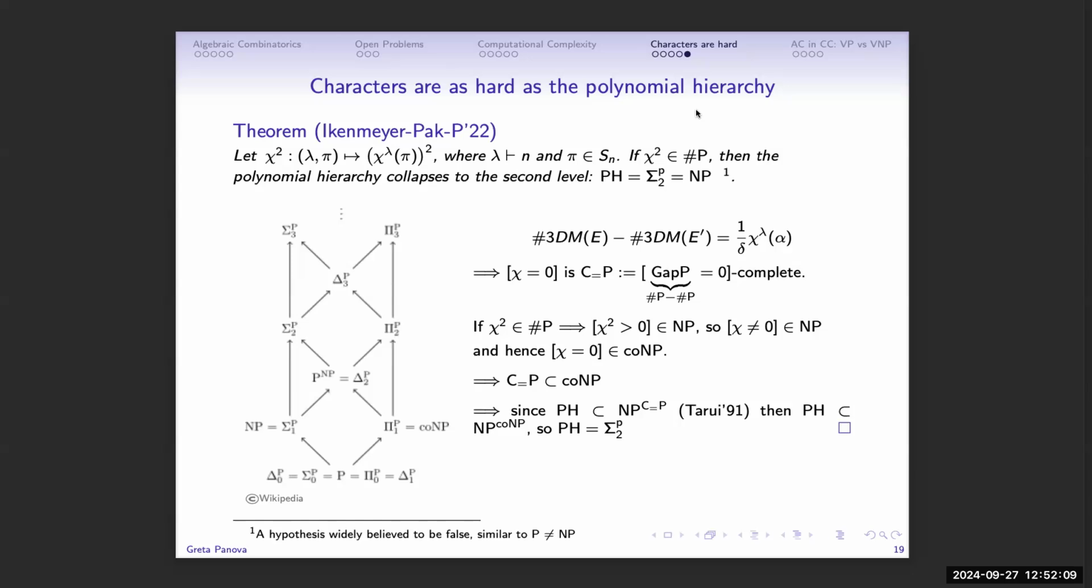this class co-NP, and then you write the various implications, use some CS theory to say that if this all happens, then the polynomial hierarchy would collapse, so it wouldn't work. And so there is no nice combinatorial interpretation for our character square.